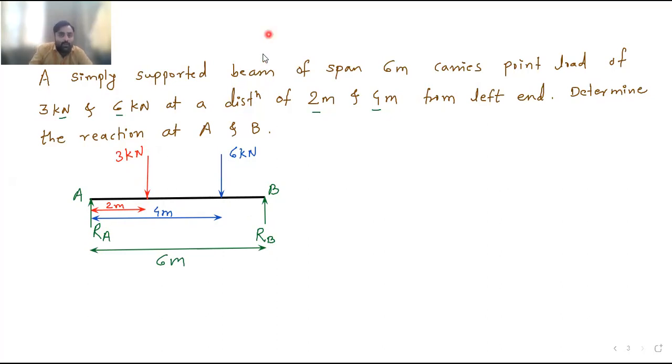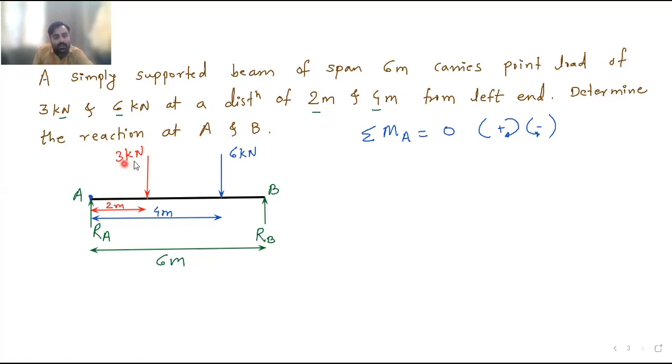Okay, so now to begin with I will take this point A, and I will apply summation M about A is equal to 0. Clockwise moments are positive, anti-clockwise moments are negative. Now here you can see this RA is passing through point A. So the perpendicular distance of RA is 0. So the moment of RA will be 0 because the distance is 0.